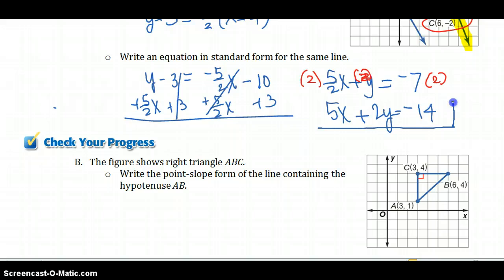Oh, in standard form. Wait a minute, I forgot to check, but luckily nothing goes into 5, 2, and negative 14. So I am finished in standard form. All right, check your progress, see how you can do on B.